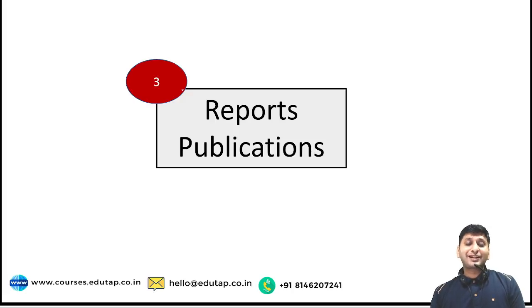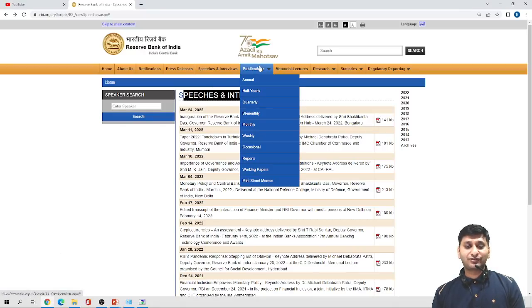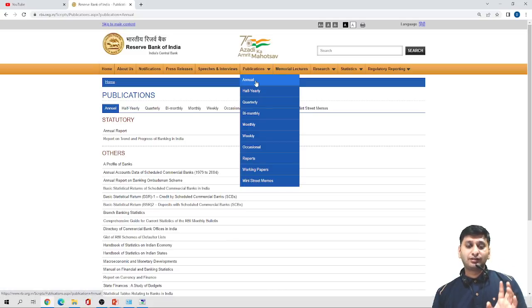Number 3 is reports and publications. So what are the reports and publications? If you go to this tab, publications, right, here you will find the reports which are published by RBI. They have different frequencies. Some reports are published on annual basis, some on half yearly basis, bi-monthly, monthly, whatever it is. But we have to read 2 reports under annual publications.